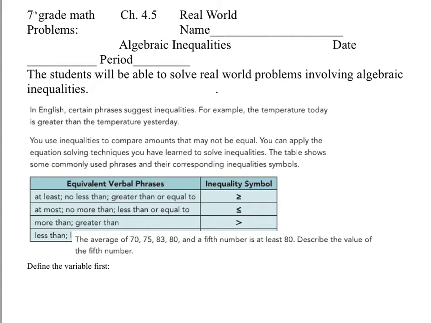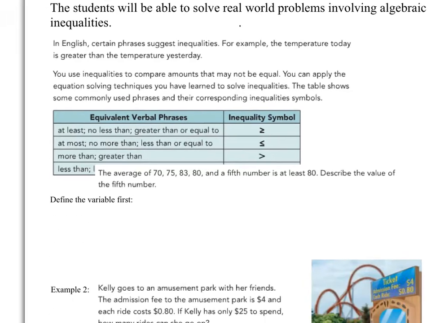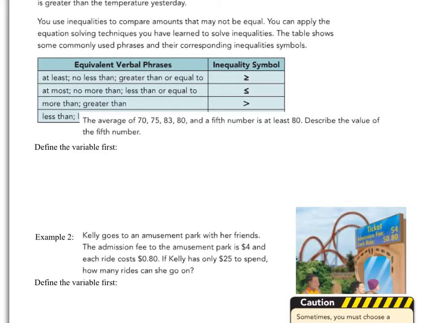The table shows some commonly used phrases and their corresponding inequality symbols. So if you see at least, no less than, greater than or equal to, the inequality symbol is going to be greater than or equal to. If you see the words at most, no more than, less than or equal to, you're going to have the less than or equal to symbol. And if you see more than or greater than, it's going to be the greater than symbol, and if you see less than or no more than, it's going to be less than.